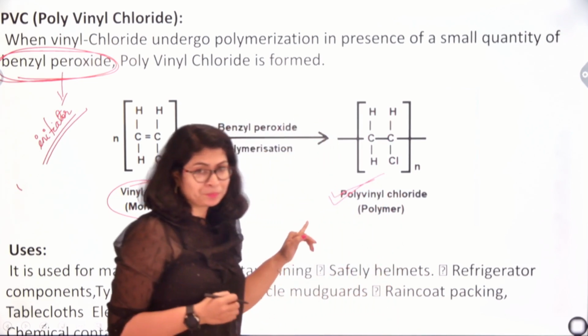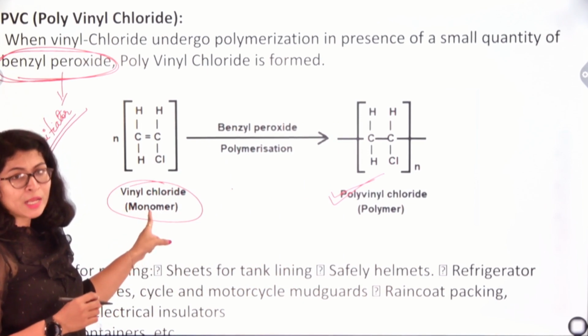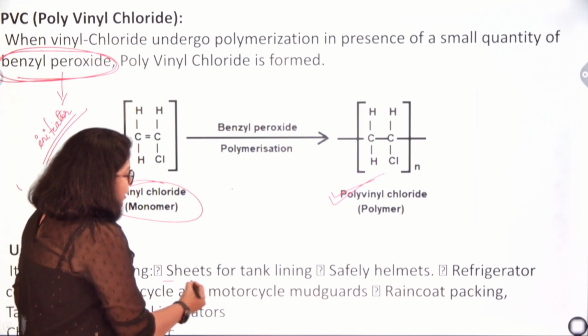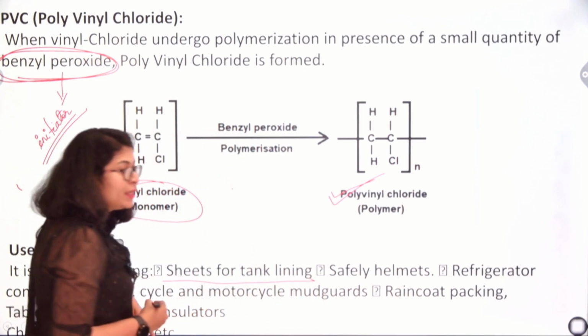polyvinyl chloride. Okay, you have to remember the structure of vinyl chloride. What are the uses? It is used for making sheets for tank lining, safety helmets.